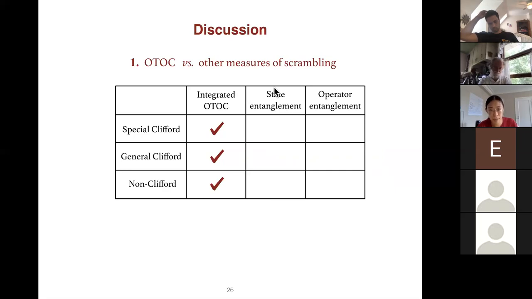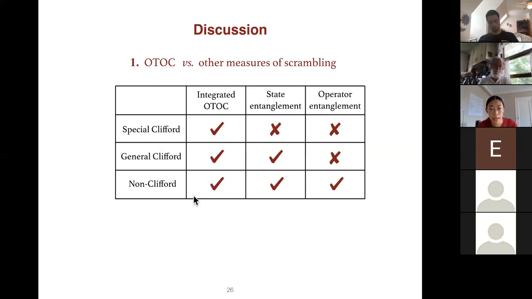Some people use those as measures of linear growth of state and operator entanglement as a measure of scrambling. What I would like to point out here is that we tested three circuits: special Clifford, general Clifford, and generic non-Clifford circuit. We see that in a certain limit, when R is much smaller than one, we do have a non-trivial behavior, a Lyapunov behavior of integrated OTOC. However, the state and operator entanglement do not seem to correlate with the behavior in the integrated OTOC.